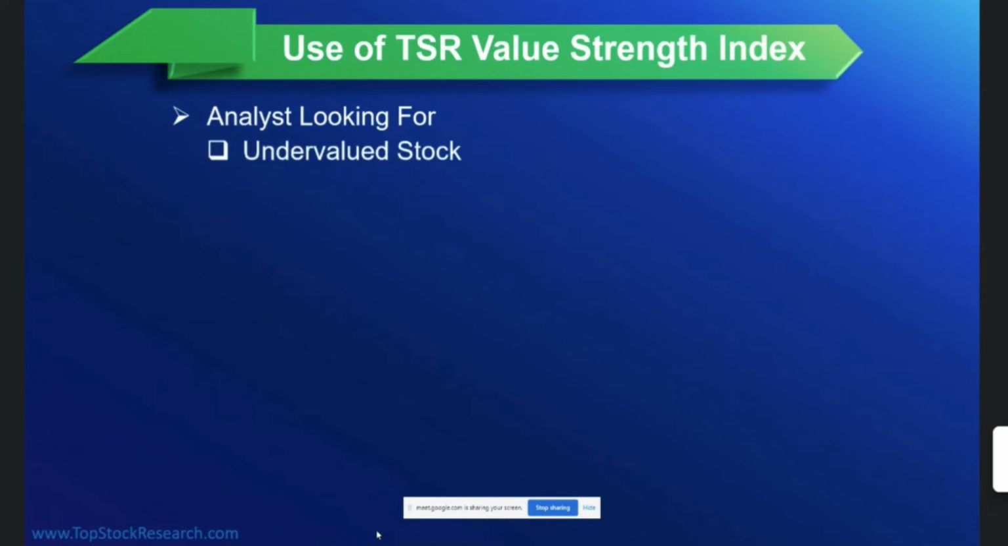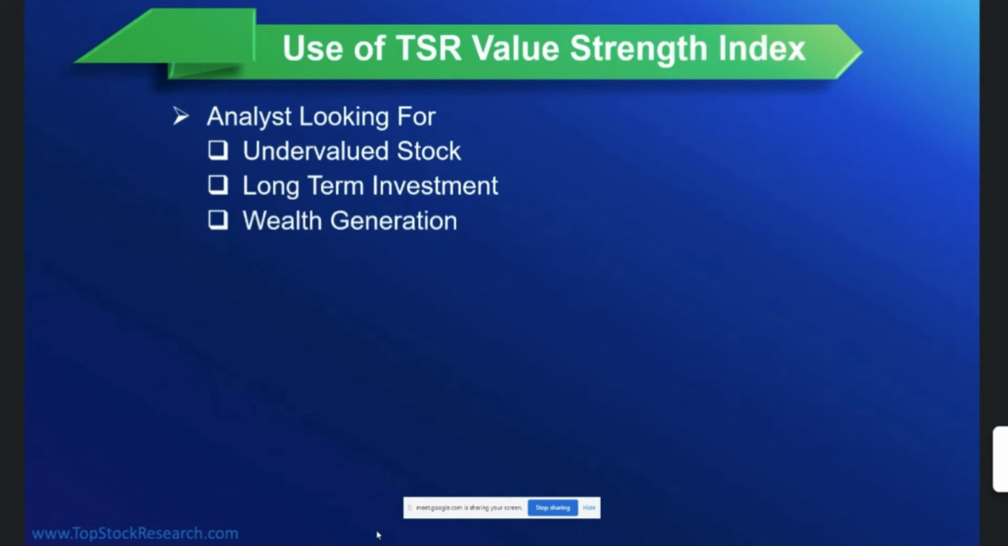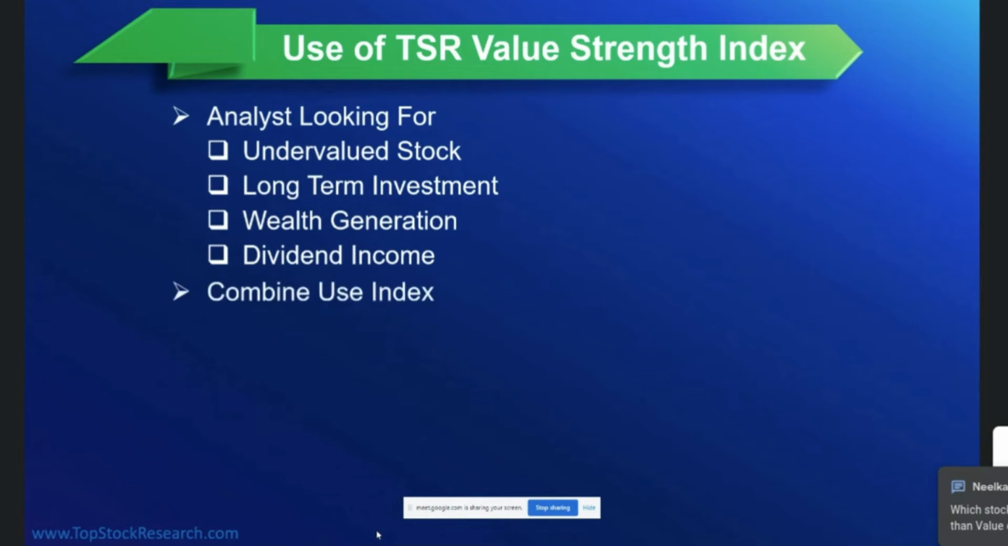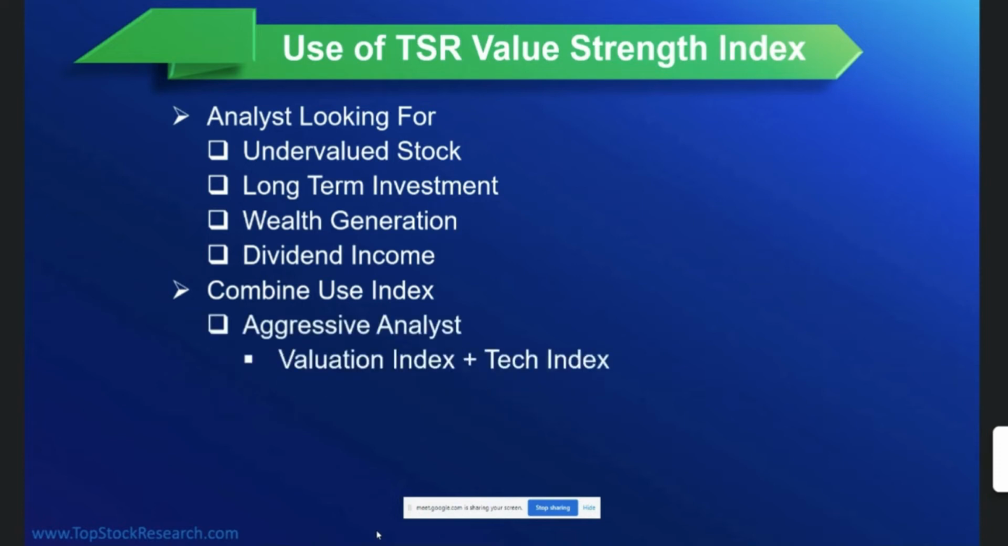Value strength, what you should be looking for, undervalued stocks. Long-term investment, wealth generation, dividend income. If you are looking at all these things, long-term investment, wealth generation, or dividend income, then you should be looking at value index. Combining aggressive analyst, valuation plus technical: if it is rightly valued and it is a bullish signal, that means it is the best of both worlds, that you're finding it at a bargain price, and technical is also good.